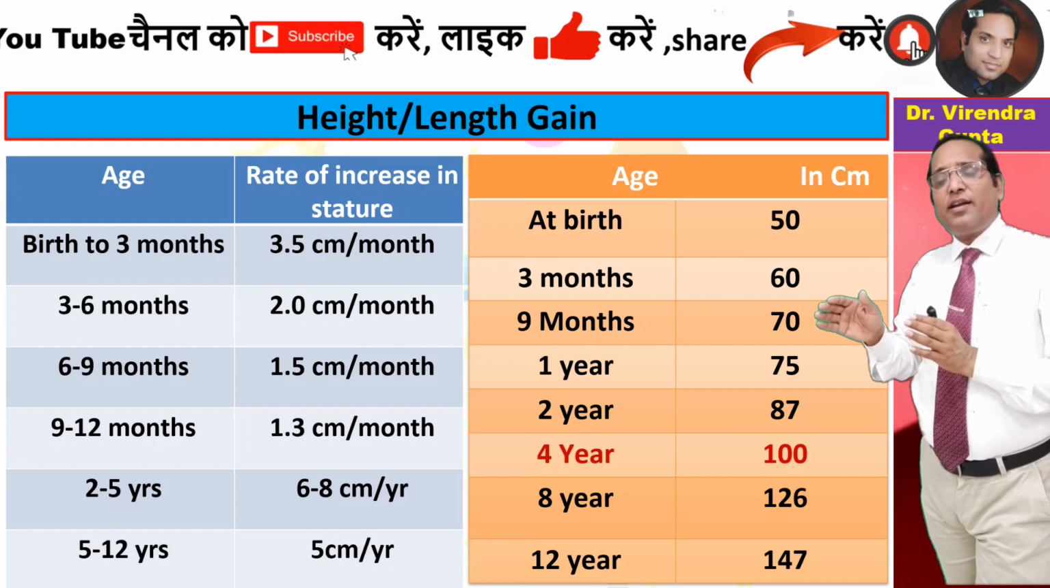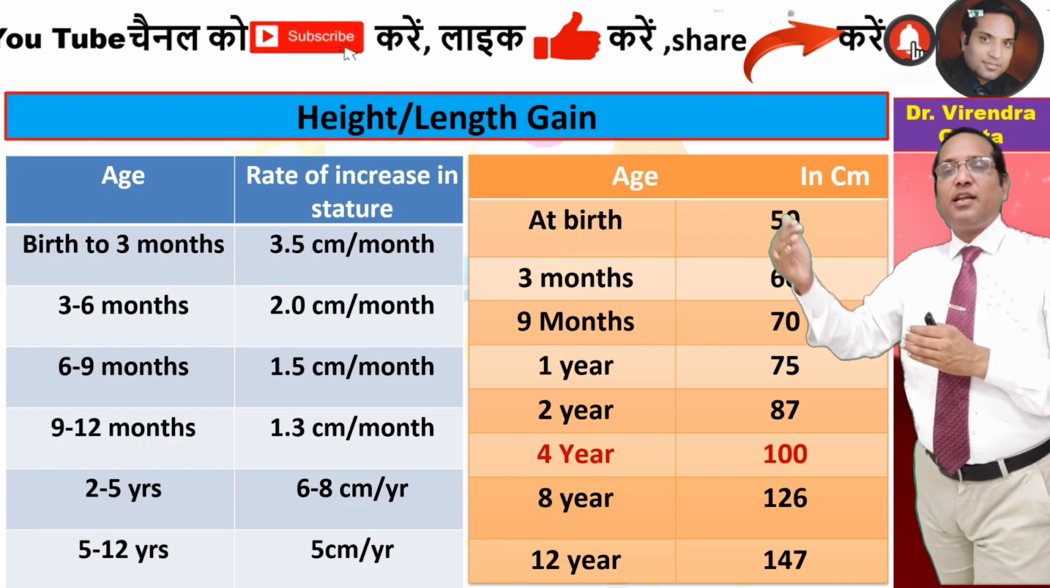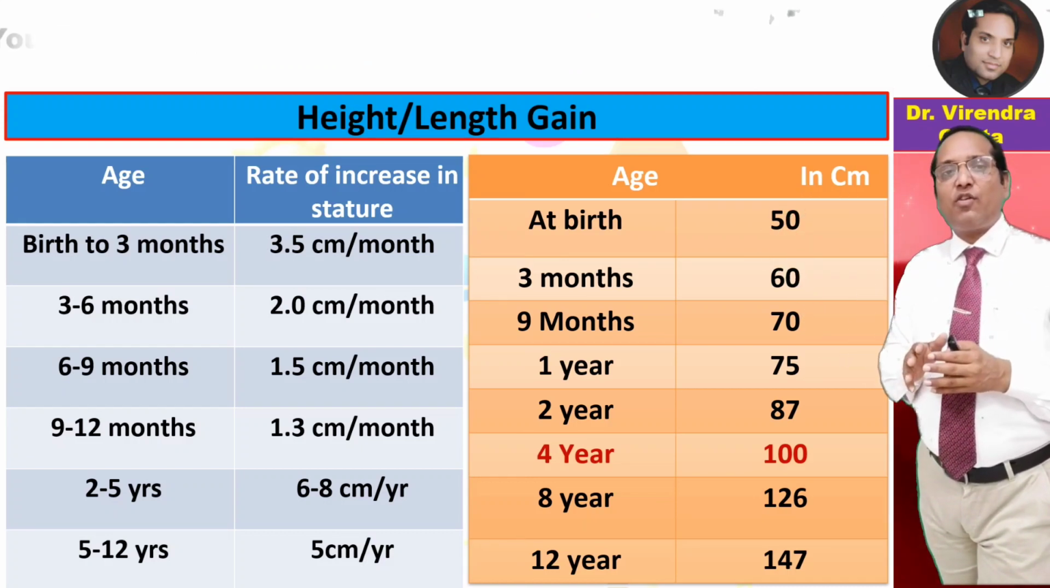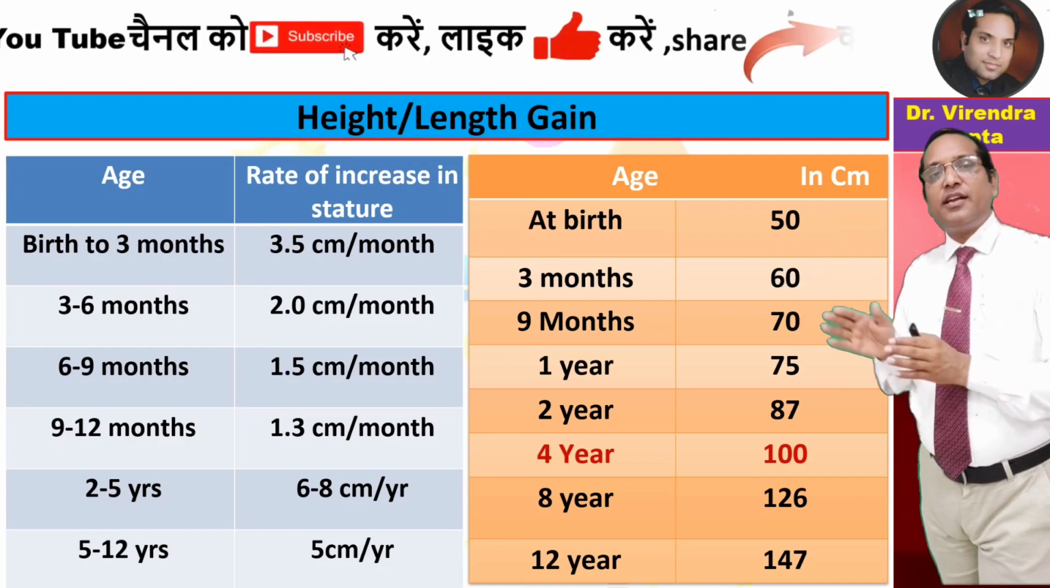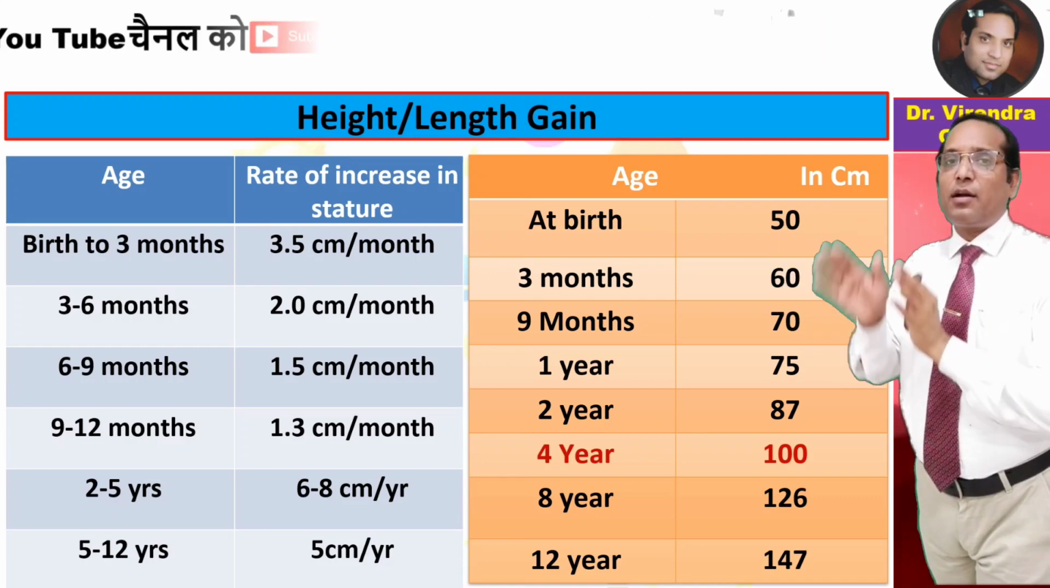From 2 years to 5 years it is around 6 to 8 centimeter per year, and from more than 5 years of age up to 12 years of age it increases by 5 centimeter per year.